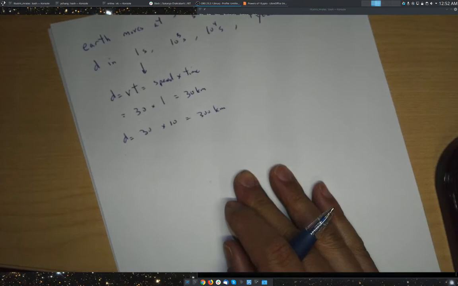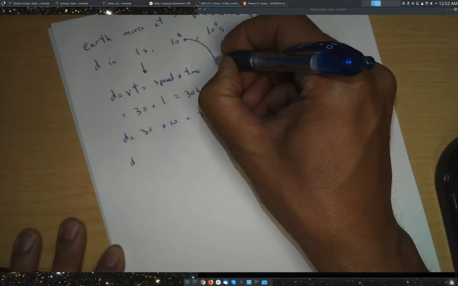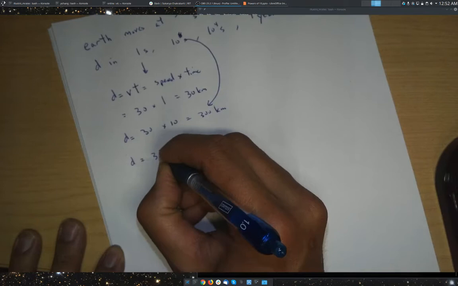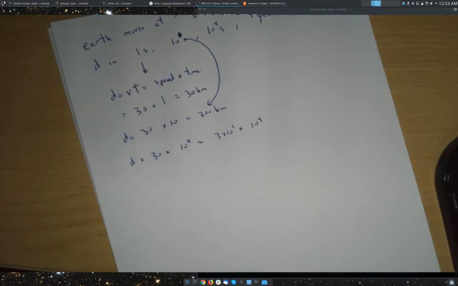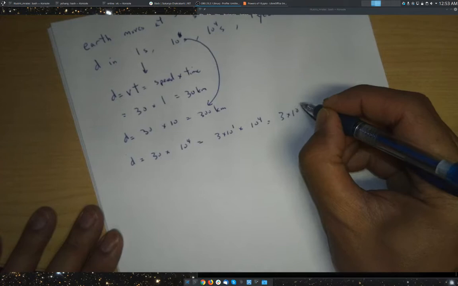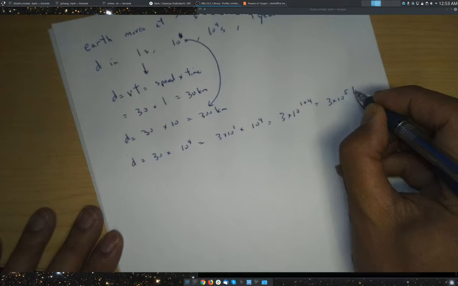Okay, so the next one we're going to do, another simple one, is 10 to the 4 seconds. So D is equal to 30 times 10 to the 4. Let's convert this to make something simple. This is 3 times 10 to the 1 times 10 to the 4. Now you can see why power 10 notation is useful. This is 3 times 10 to the 1 plus 4. That's 3 times 10 to the 5 kilometers, right?